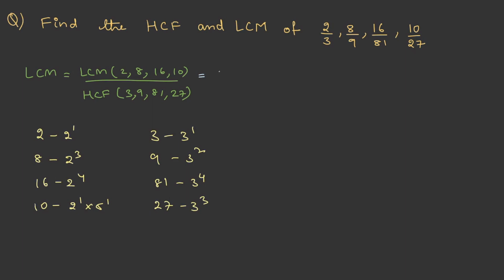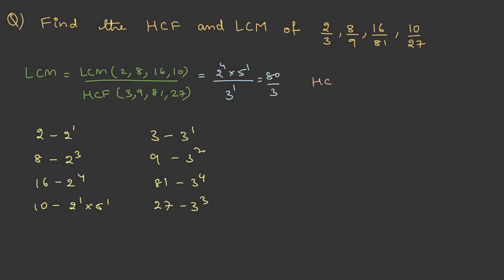So, for LCM we take the prime factors and the power will be highest. Here we have only 2 and 5, highest power of 2 is 4 and highest power of 5 is 1, divided by, we have only 3. For the 3, the least power we need to take, that is 1. So, this is 80 by 3.